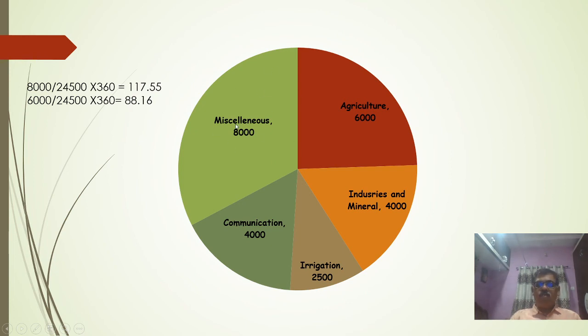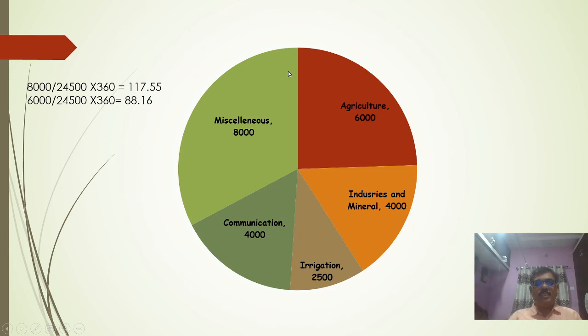For that purpose we have to divide this figure, 8,000, by the total. This partition is 8,000 and you have to divide it by 24,500 and multiply it by 360, and therefore this area will be 117.55 degrees, which is occupied by the miscellaneous.